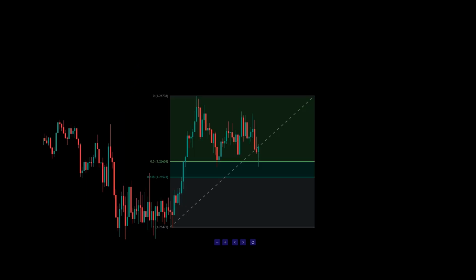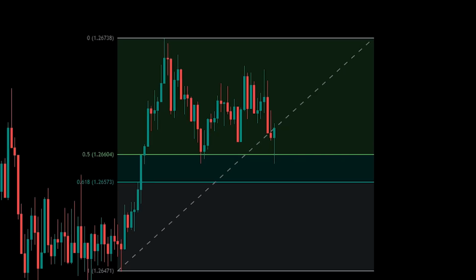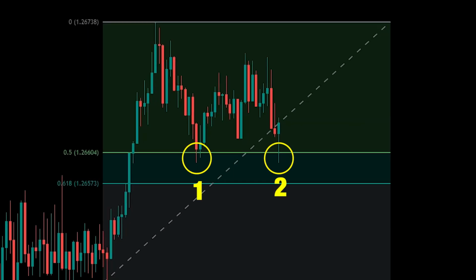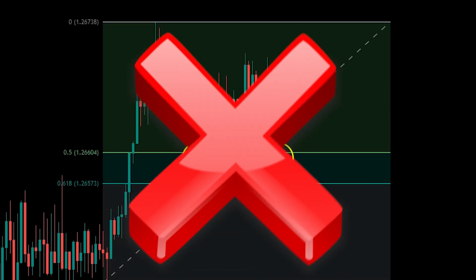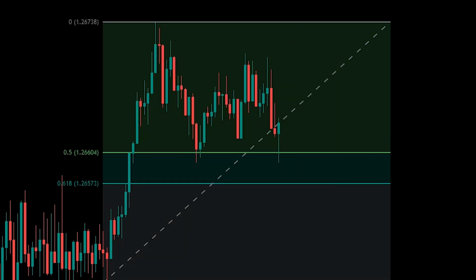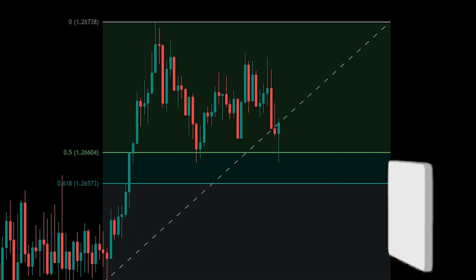In this strategy, at the first price interaction with the golden zone, we look for divergence and trendline formation. If the price reaches the golden Fibonacci zone for the second time, even if divergence occurs, we do not enter the position. Only the first interaction is important to us.